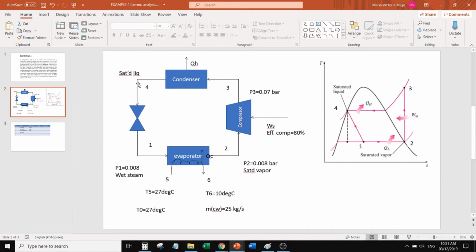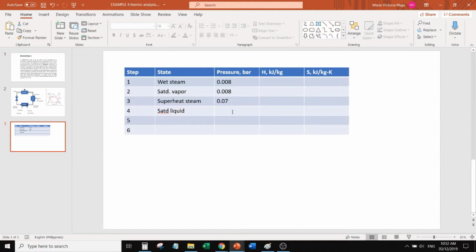And do we know the pressure? It should be the same as this one because this happens at a constant pressure. This is an isobar, so it should be 0.07 bars.